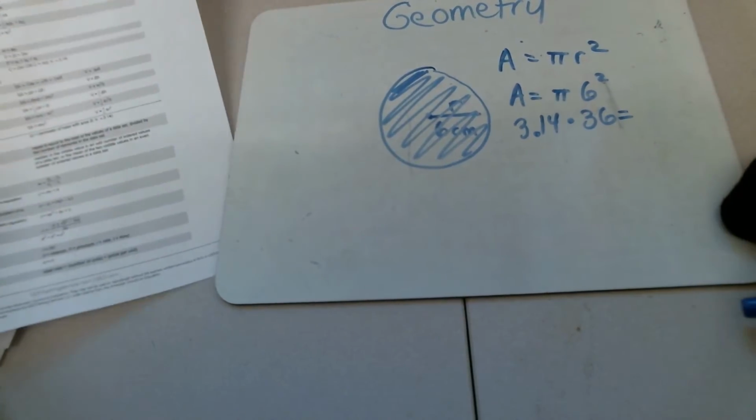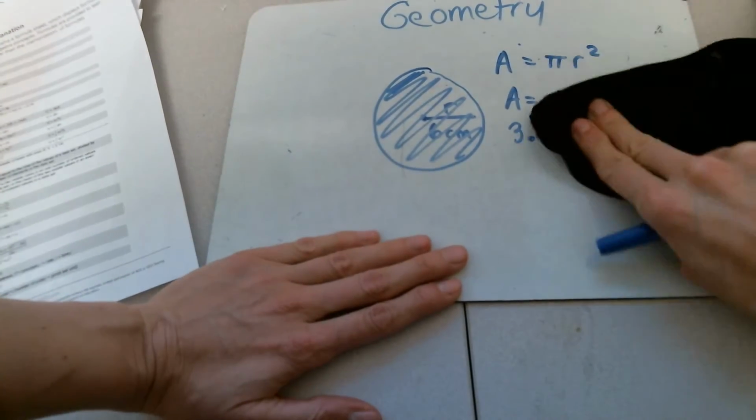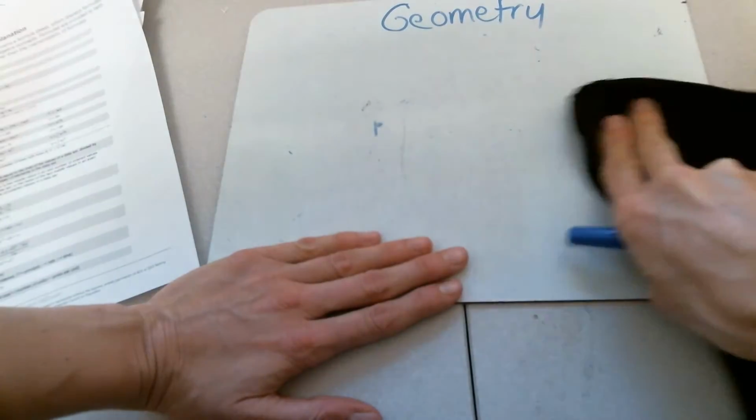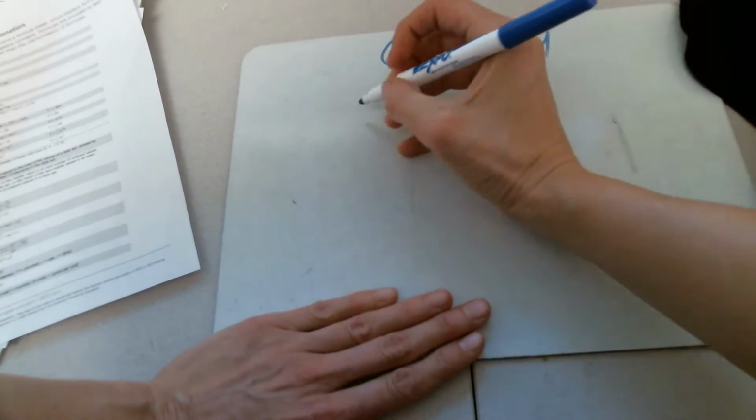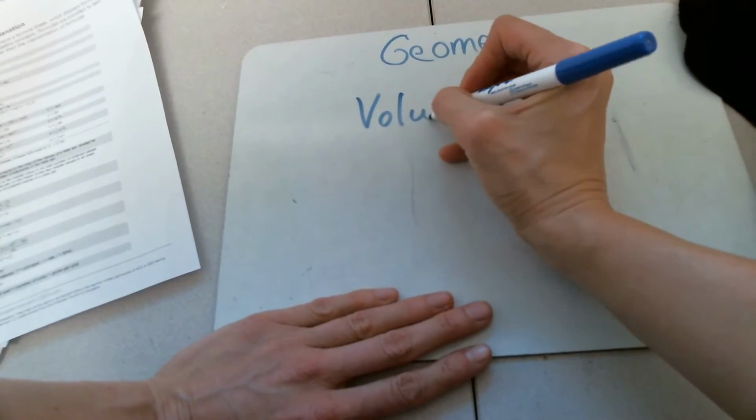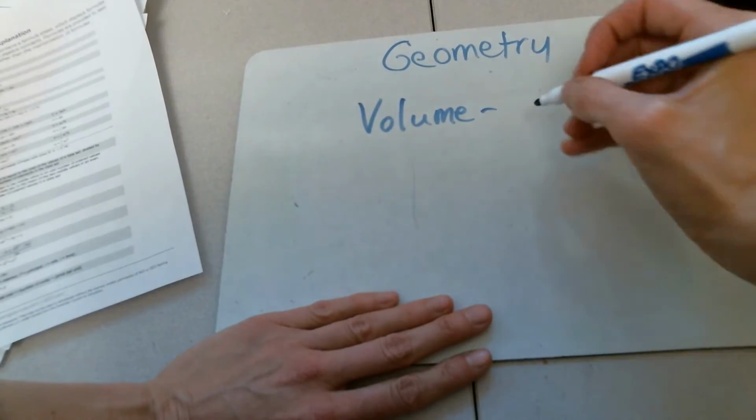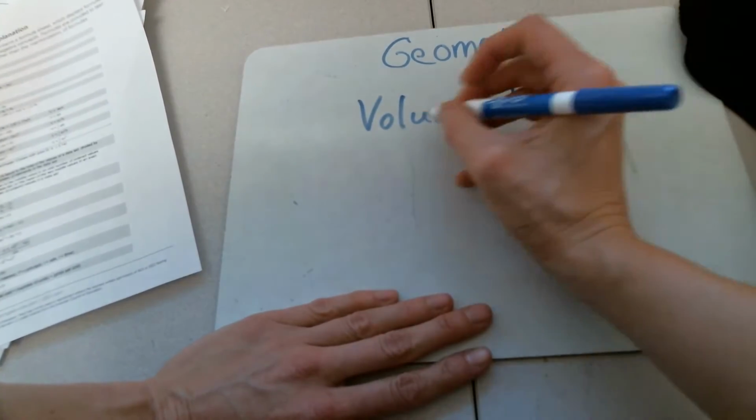Okay, so we're going to move on to the new information today. And the new information is that of volume and surface area. So volume talks about how much space something takes up.